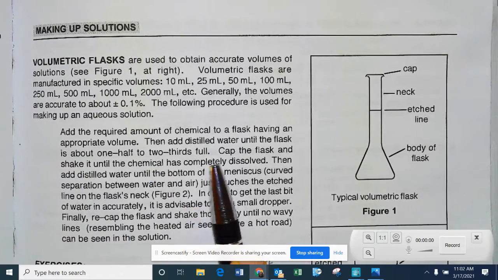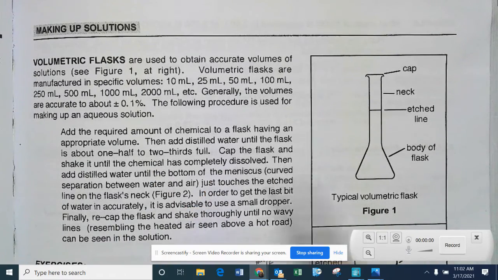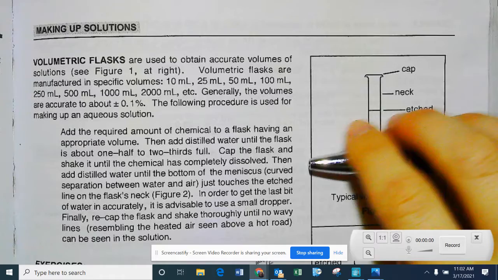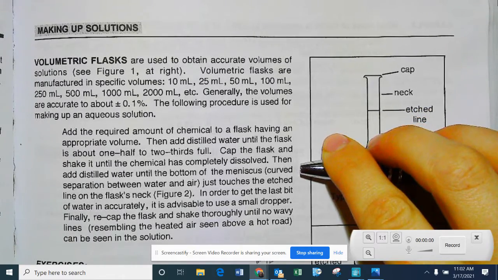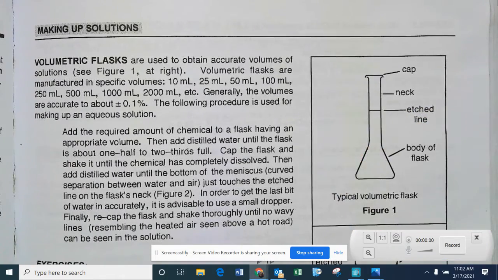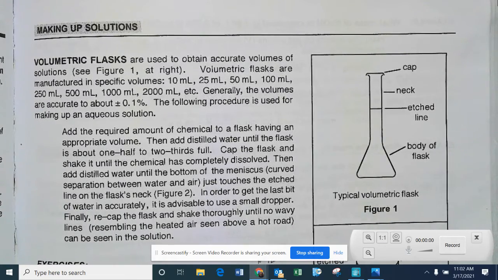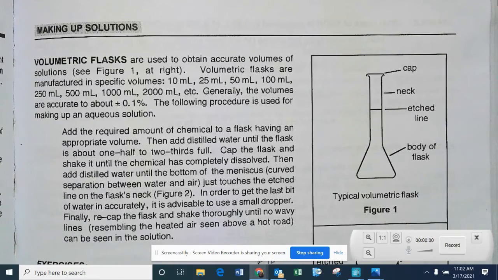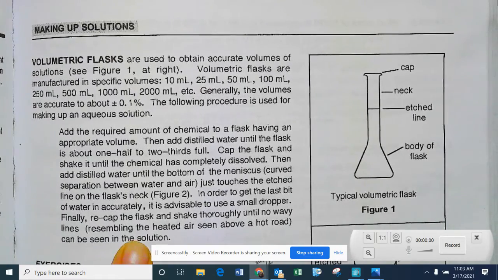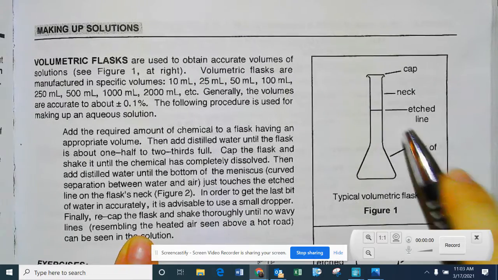Okay, and then we cap it, we shake it a whole bunch, make sure it's dissolved, and then we add distilled water until the bottom of the meniscus, so that curve. Do you guys remember reading meniscuses? Menisci? I do not know what the plural for that is. Yeah, where you're looking at like the curved line. Okay, so you read that and make sure it's just touching that etched line.